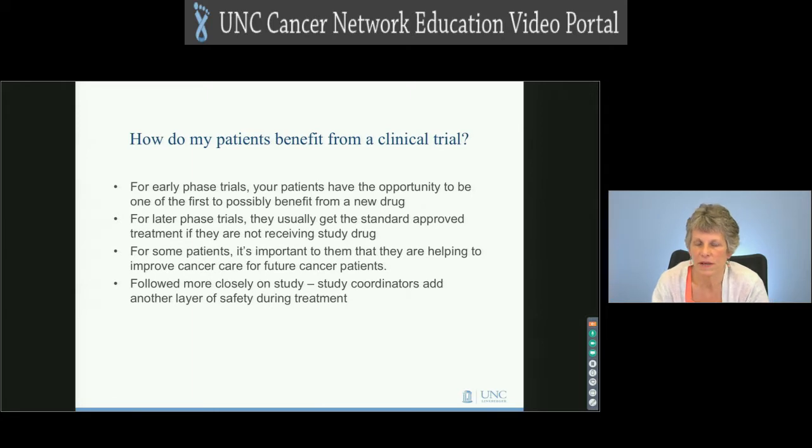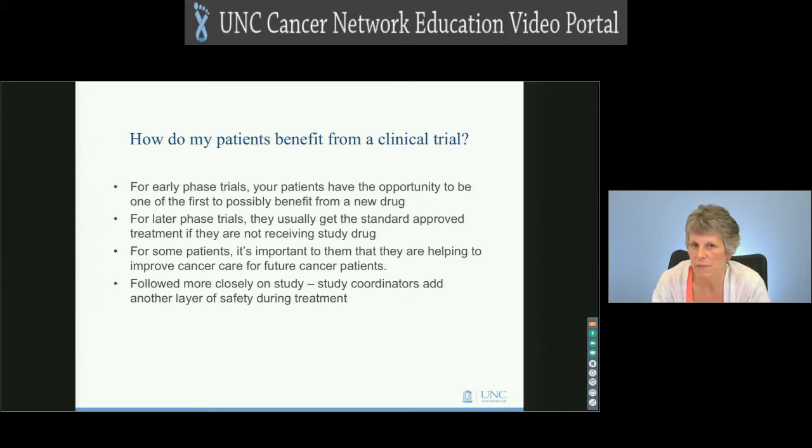So how do your patients benefit? I think when you're looking at early trials, your patients have the opportunity to be one of the first to receive a new drug. And we don't always know the outcome. We can't make any guarantees, and we tell them that up front. But if this is a new class of drug, then your patients' tumors have never seen this class of drug, which might increase the opportunity for some response. Even a partial response might be better than what they've been receiving with their standard of care drug.